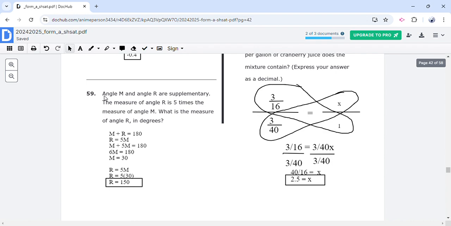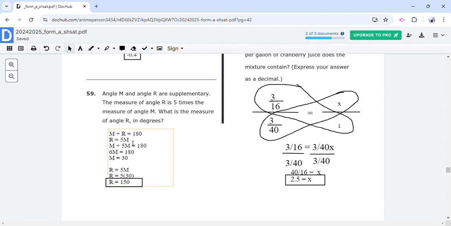For question 59, it says, angle M and angle R are supplementary. The measure of angle R is 5 times the measure of angle M. What is the measure of angle R in degrees? So supplementary angles add up to 180 degrees. So you can say that M plus R equals 180. And R is equal to 5M.